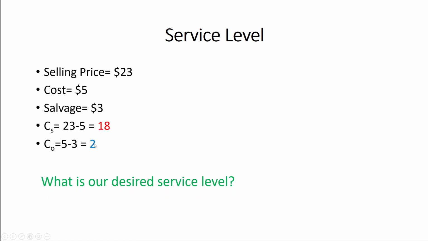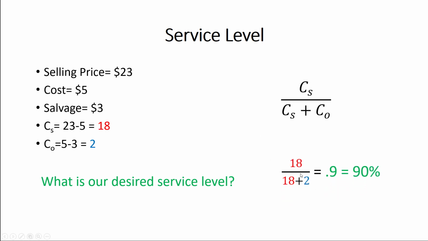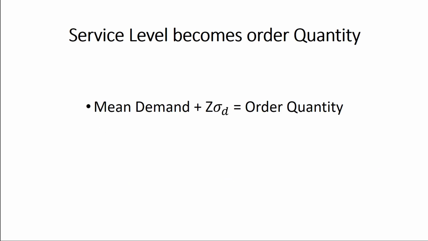Now we're going to use this to determine our desired service level. We have CS over CS plus CO. So simply 18 divided by 18 plus 2, which gives us 0.9 or a 90% service level. This is similar to when we've talked about other service levels. We desire to have a 90% chance of fulfilling those orders. So of course then we need to use our Z table.